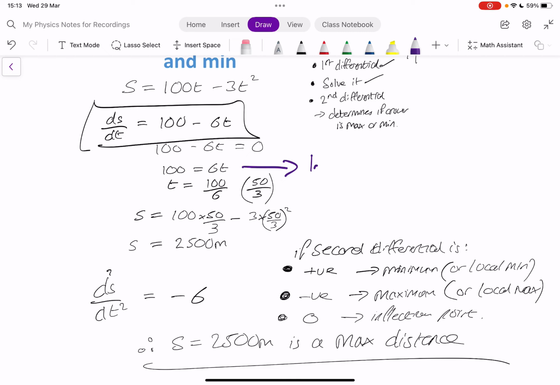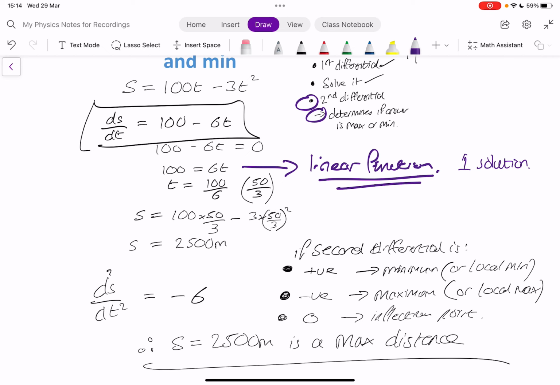Now what we've got here is a linear function. So there is only one solution, that's not complicated. But if there are multiple solutions, what you've got to do is do the second step, finding the second differential, and then determine if their answer is max or min for each of them. When you've only got one solution, that's not a problem. But if this was a quadratic or had multiple solutions, you've got to check each of them.